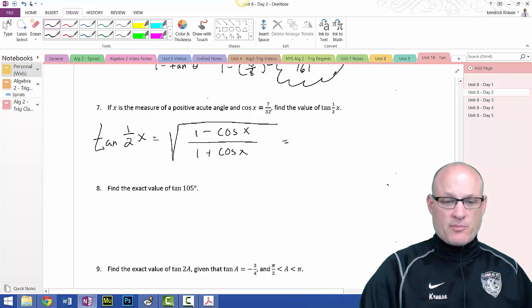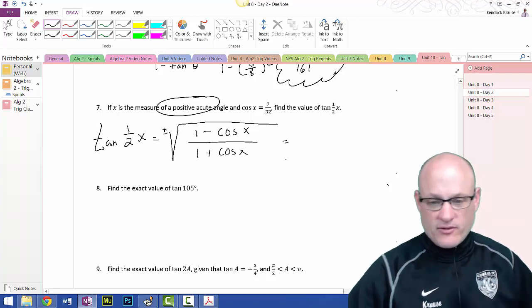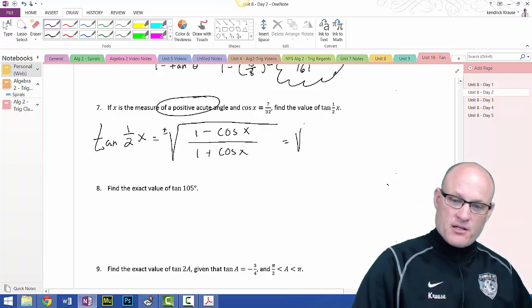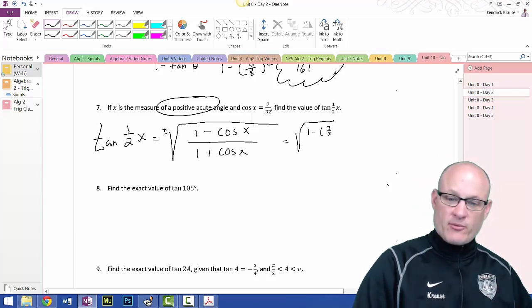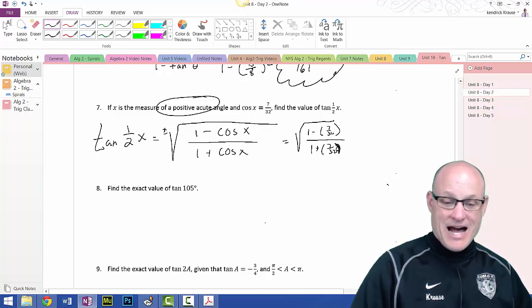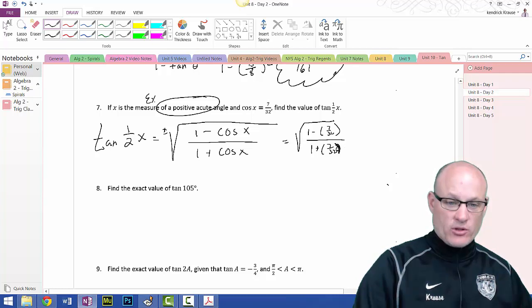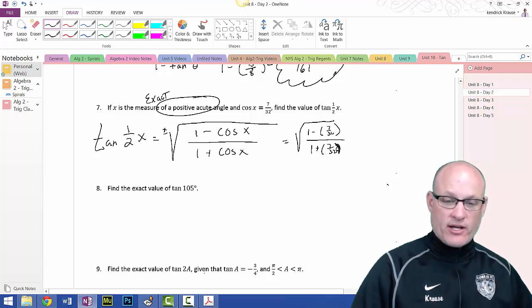And I want the positive, so we'll stop putting plus and minus. So 1 minus 7 over 32, over 1 plus 7 over 32. Man, was I nice to you on these. Now remember, we're not putting the radical in because I didn't say it, but I should say. So let's go to the exact.